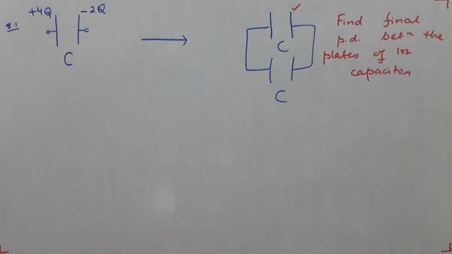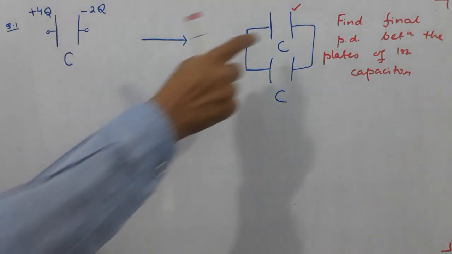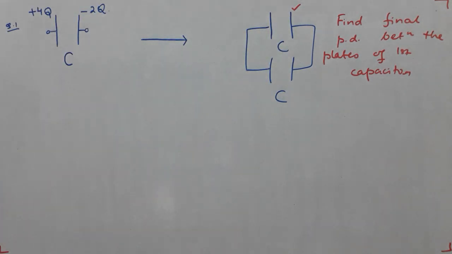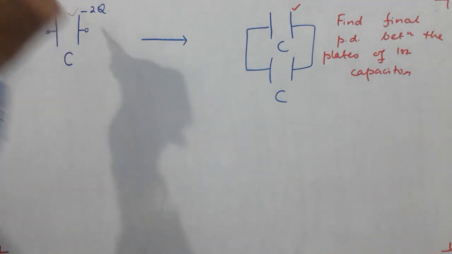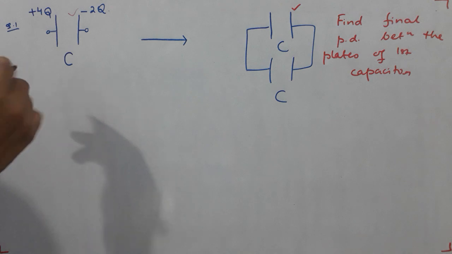So this was our first capacitor, this one that I have ticked by red ink. So we have to find final potential difference across that first capacitor. Let's see the concept that will be needed to solve this question.